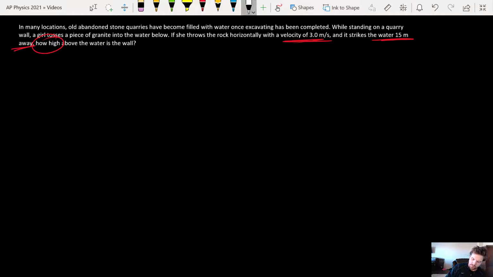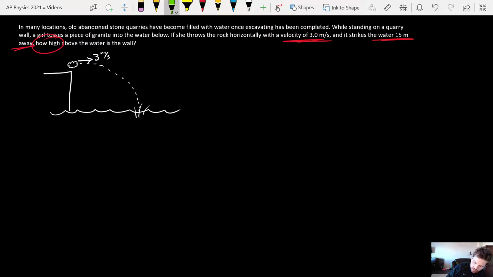Okay, so draw a pretty picture. Stone quarry. There's water below. Rock gets thrown. It goes parabolic, like any projectile. Pew, psh, splash. It was originally thrown with a horizontal velocity of 3 meters per second. And it strikes the water 15 meters away from where it was thrown. And we are being asked, how high up is this wall? So we don't know, but we want to figure out what is delta y.